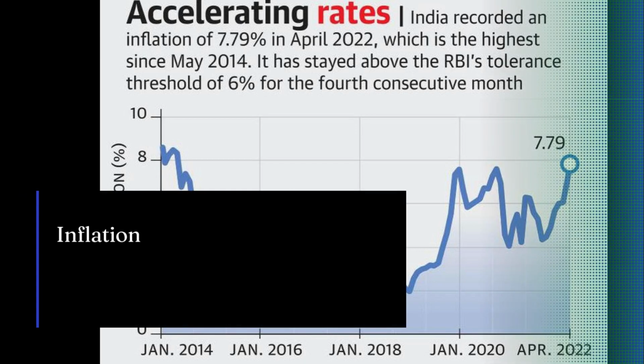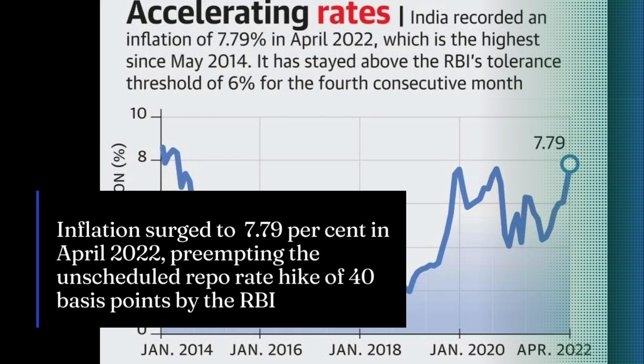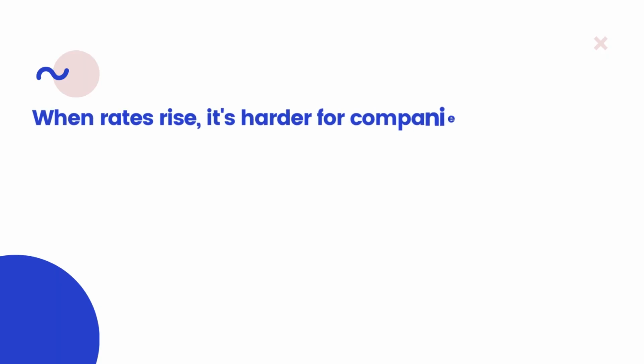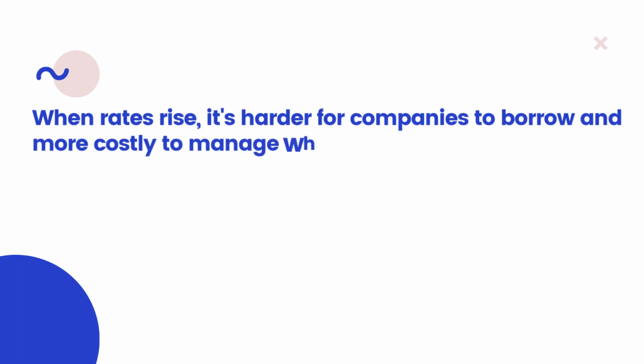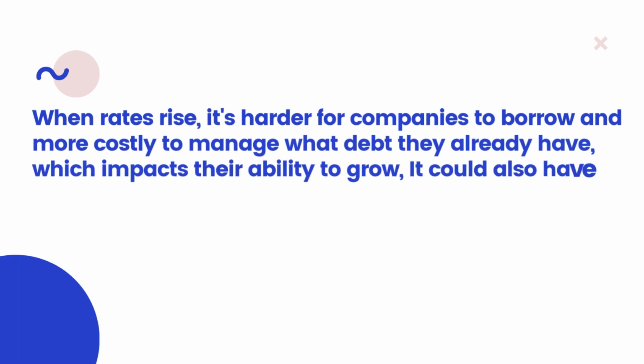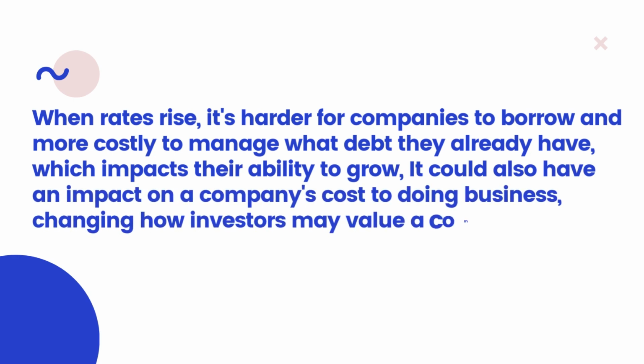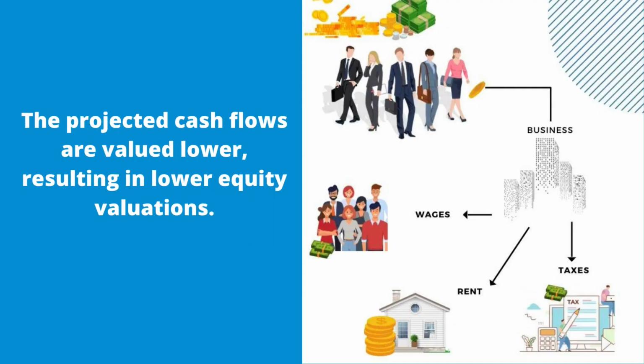Retail inflation has surged to 7.79% in April 2022, which preempted the unscheduled repo rate hike of 40 basis points by the RBI recently. When the inflation rates rise, it's harder for companies to borrow and more costly to manage what debt they already have, which impacts their ability to grow. It could also have an impact on companies' cost of doing business, thus changing how investors may value a company. Hence, the projected cash flows are valued lower, resulting in lower equity valuations.